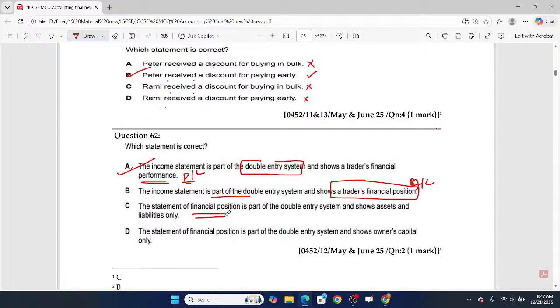The statement of financial position is part of double entry system and shows assets and liabilities only. Financial position shows assets, liabilities, and capital also. So it is also incorrect. The statement of financial position is part of double entry system and shows owner's capital only. No. C and D together means okay, but only assets and liabilities, only owner's equity is not correct. So A is the chosen one here, correct one also.